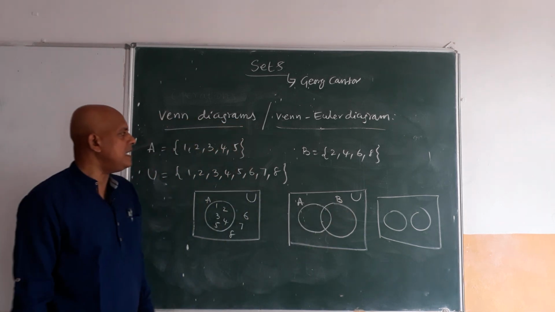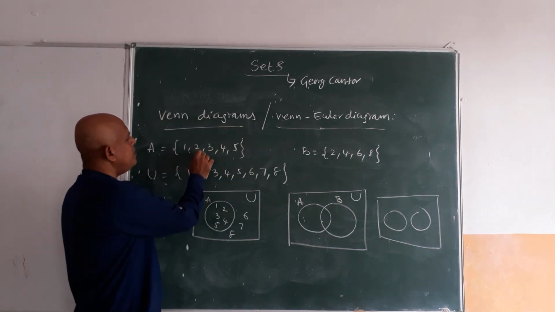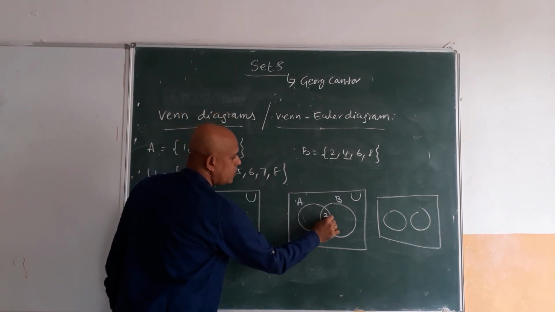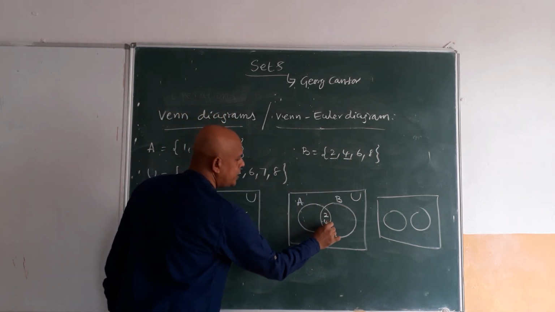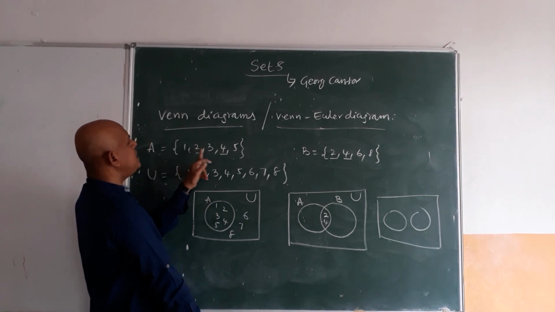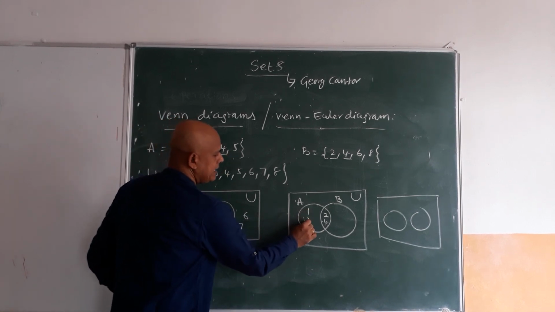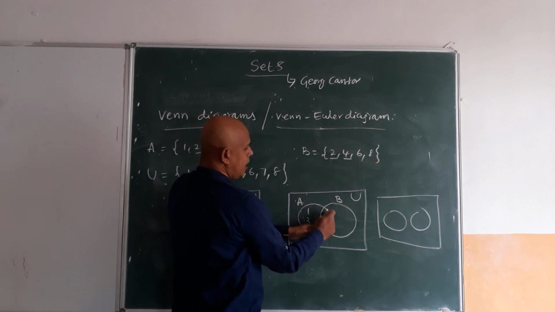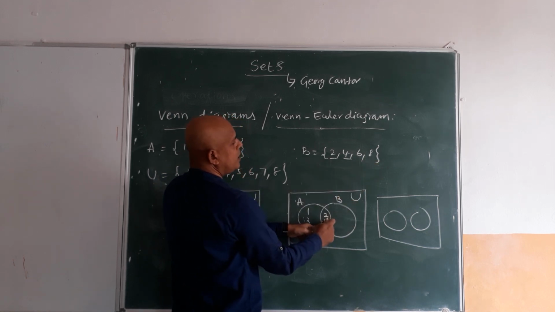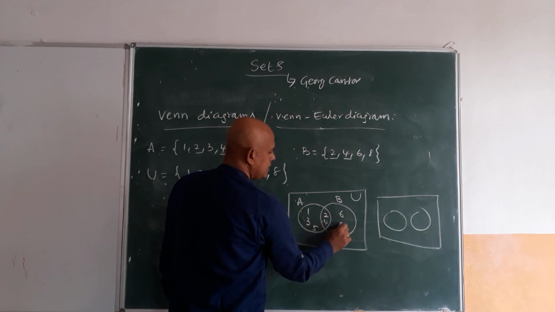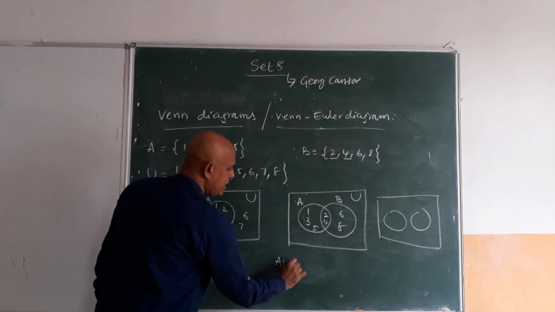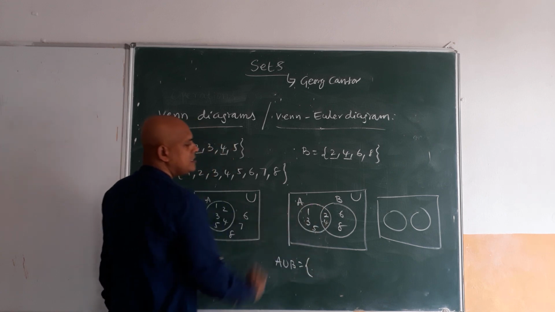So how do we write these elements here? What are the common elements? 2 and 4 are the common elements. First of all, in the overlapping part we have to write 2 and 4. What are the remaining elements of A? 1, 3, 5. They should be written in this part. And for the remaining elements of B, 2 and 4 are already written in the combined part, so the remaining elements are 6 and 8.